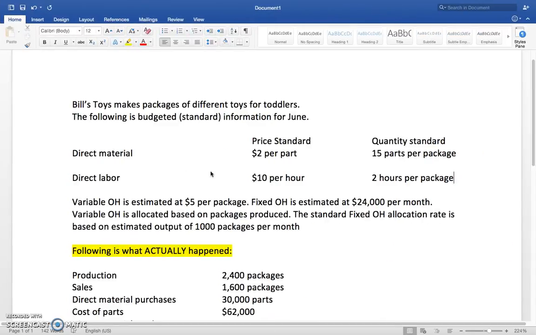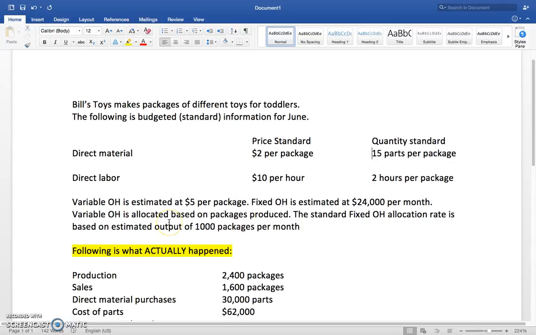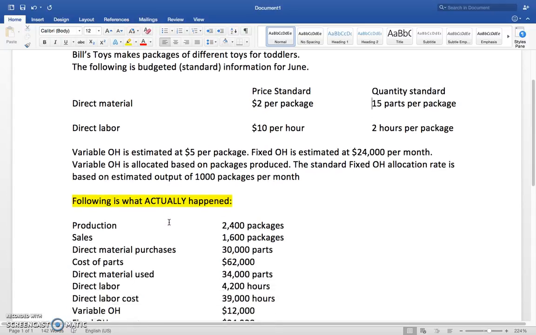So, Bill's Toys makes packages of different toys for toddlers. The following is the budgeted or standard information for June. So, direct material is $2 per, that should be package. Apologies, I'll just fix it. $2 per package, and the quantity standard is 15 parts per package. And then direct labor is $10 per hour, and direct labor quantity is 2 hours per package. Variable overhead is estimated at $5 per package. Fixed overhead is estimated at $24,000 per month. The rest of the information is irrelevant right now.